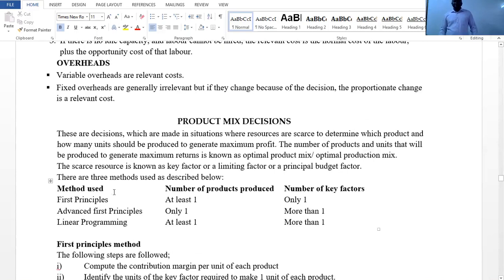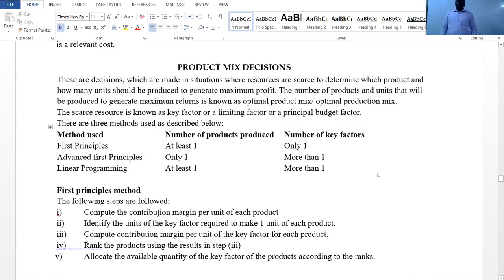Now, there are three things that we need to consider, three methods that are used. Number one is called first principles. We use it where we have at least one product to be produced. That means you can produce one or more, but the key factor is just one. We have what we call advanced first principles. Here, we use it when we just want to produce one product, but we are faced with more than one scarce resource. Linear programming, we use it where we can produce at least one or more products, and we have more than one constraint. Linear programming is no longer part of advanced management accounting, but if you came across QA, then you remember how to solve linear programming. So this one, we will not discuss it here because it is not examinable in this paper.